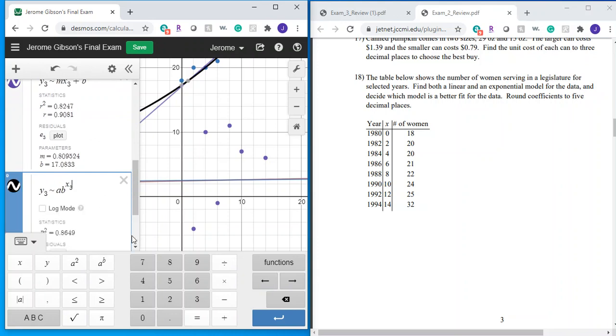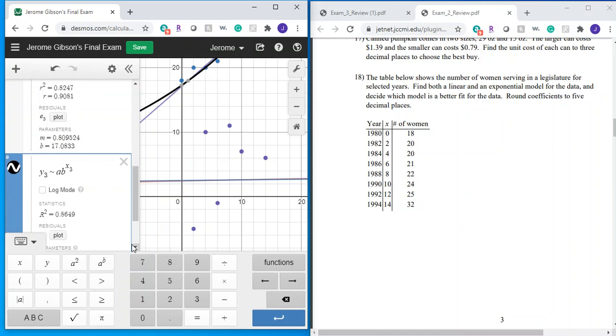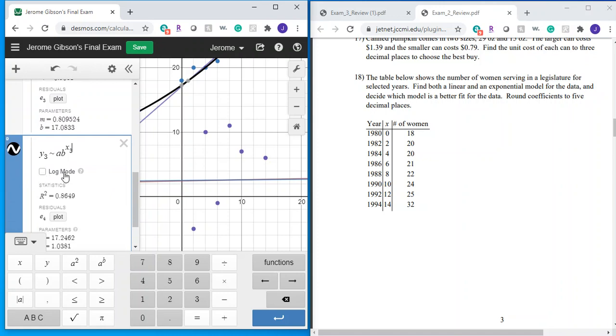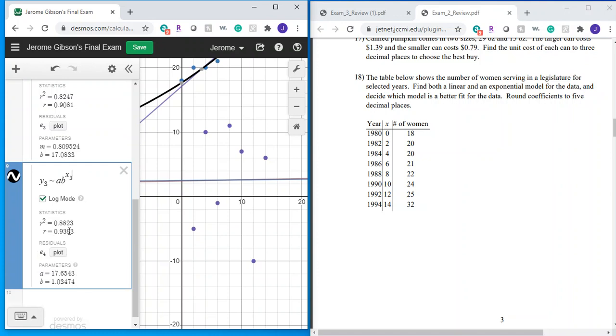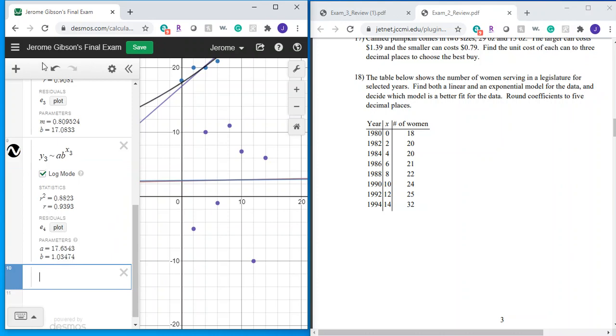Now, unlike the last situation where we didn't have an r, it automatically went to r squared. We must make sure that if log mode pops up, we have to click on log mode so we could get our R values. Now we're going to compare the R values. We have R equals 0.981, and then down here we have R is equal to 0.9393. So the correlation coefficient here is higher, so that means the exponential is the better one. So we'll press enter, we'll go to add, and then note.